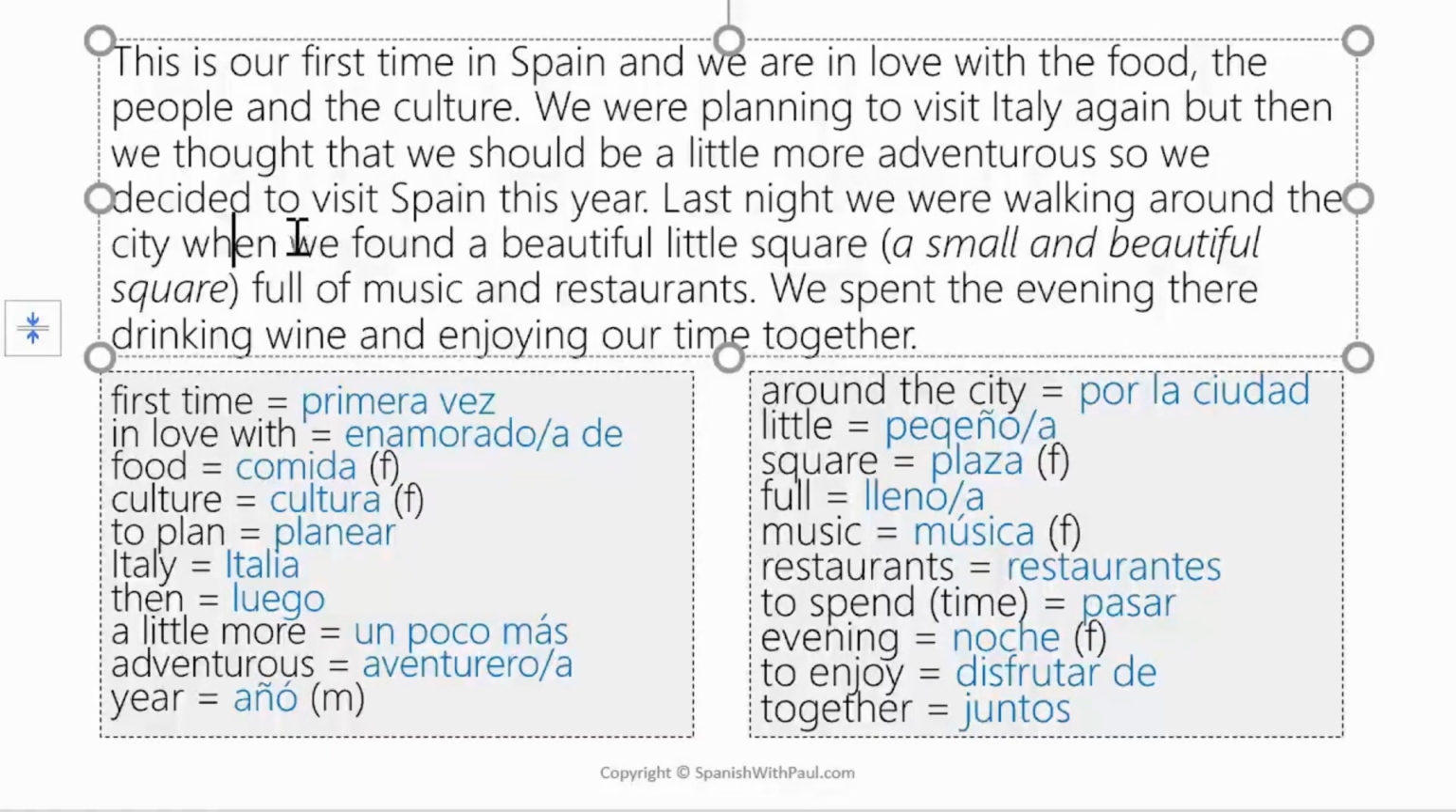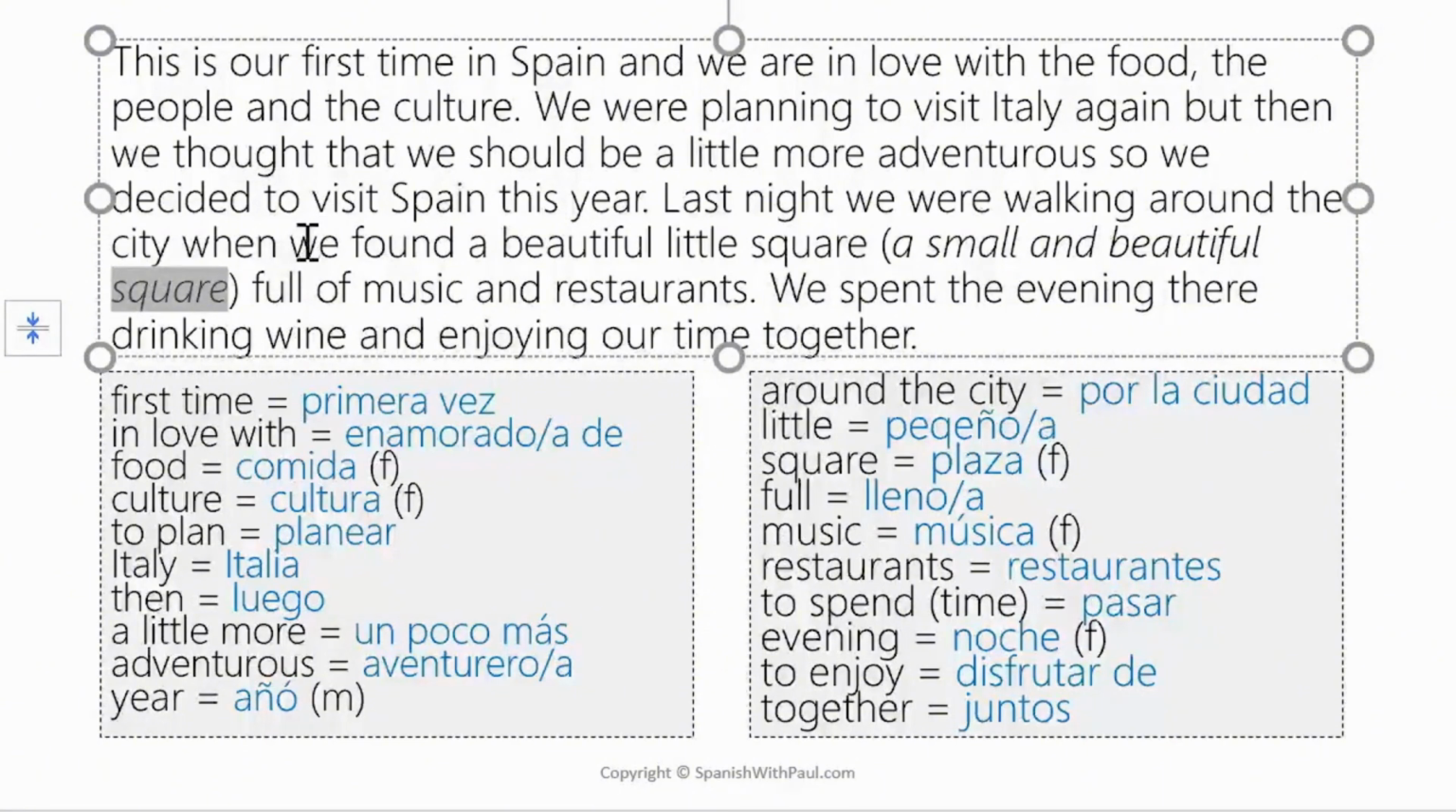So, cuando encontramos, a small would be una pequeña and beautiful y hermosa plaza. So, una pequeña y hermosa plaza. Both of these descriptions ending in A, so pequeña and hermosa, because we are referring to la plaza. Now this next word again, full, can be either lleno or llena, but we're still referring to the fact that the square, la plaza, is full of music and restaurants. So this will be llena de música y restaurantes.